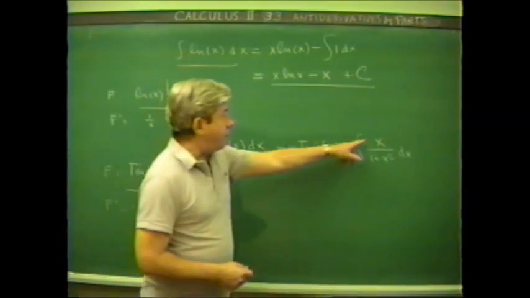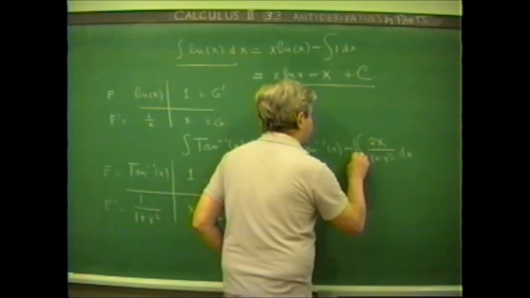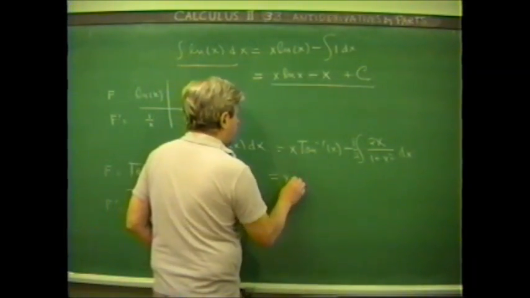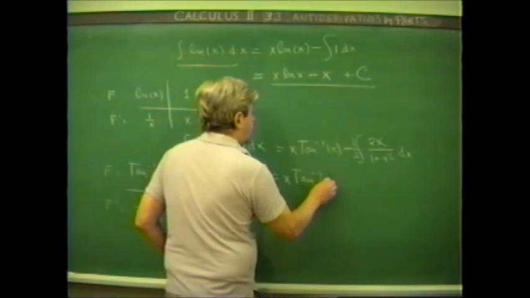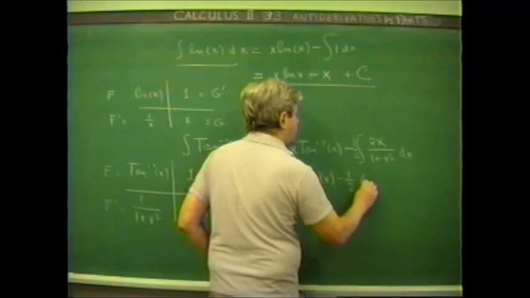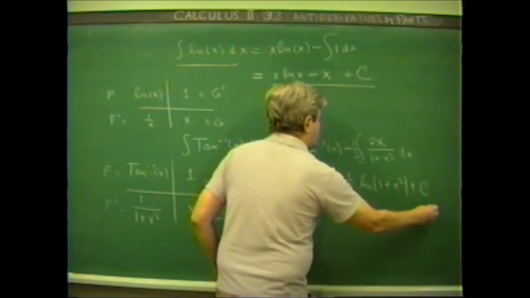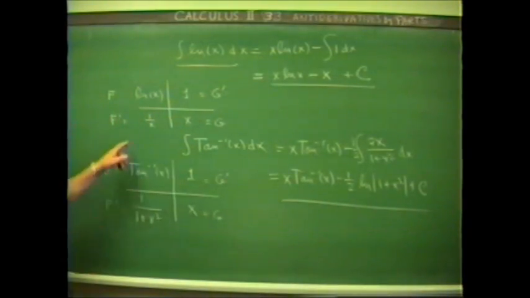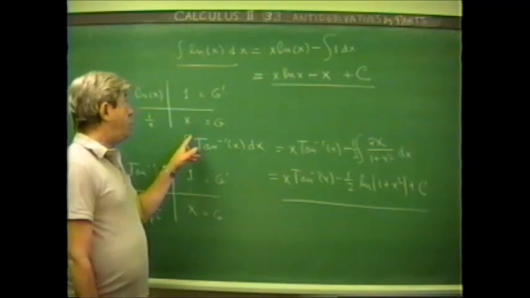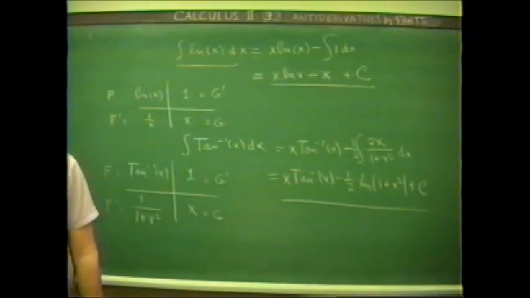But now this looks like f prime of x over f of x. It would be if this was a 2 up here. We can put a 2 in there and a half outside the integral and not change anything, and so we then get that this is equal to x tangent inverse of x minus 1 half. Now this is f prime of x over f of x, so we get the log absolute value of 1 plus x squared plus any constant. So there then is the antiderivative of the tangent inverse function. It's not worth remembering, but it's worth remembering that you can get it by means of anti-differentiation by parts with one of the parts equal to 1.